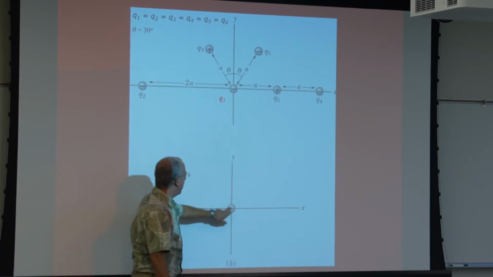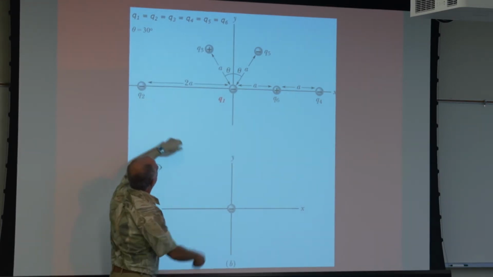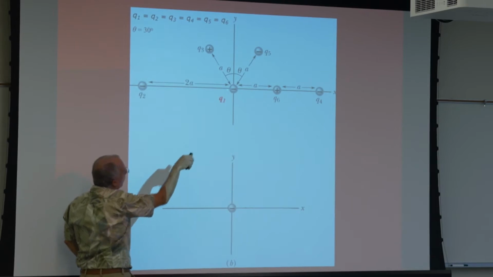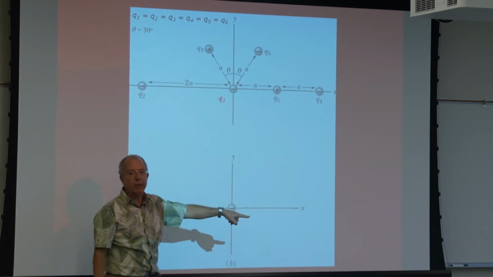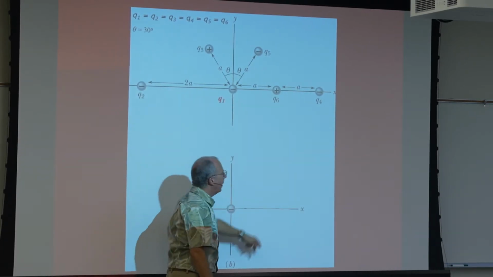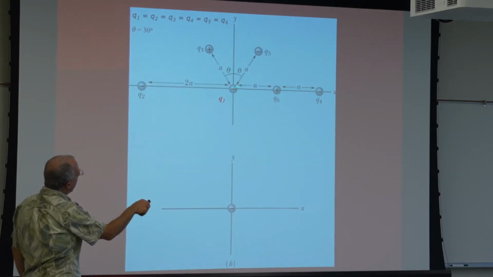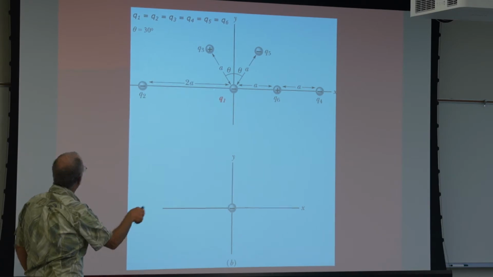Here's Q1, it's negative. Here's Q2, negative. So what's Q2 going to do to Q1? This way, right? Because it repels. Agree? Okay, now, this is A, this is A, this is A, this is 2A, this is 2A.